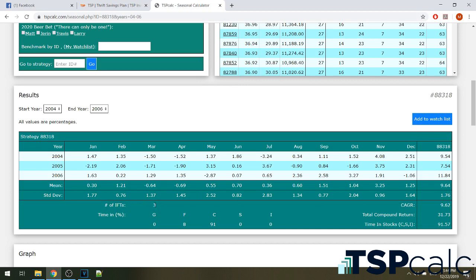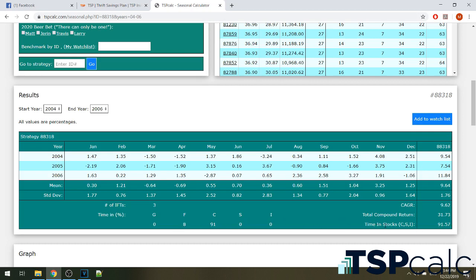Number of IFTs. Again, an IFT, interfund transfer, is just another word for trade. This strategy only does 3 trades per year. And here's how much time it spends in each of the 5 funds. It spends about 8% of its time in F. Now these numbers are rounded, okay? 8 plus 91 doesn't equal 100. I realize that. They're just rounded. It's a quick glance. This number over here is not rounded though.